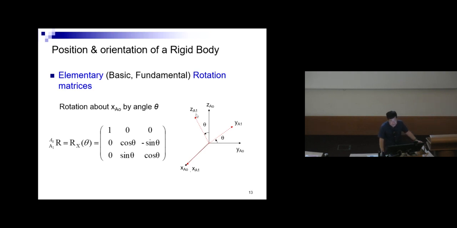So we assume that the two coordinate systems, A1 and A0, initially coincide. This is the initial condition that we first assume. And then, to rotate along the x-axis by an angle of theta, you have this rotation matrix.